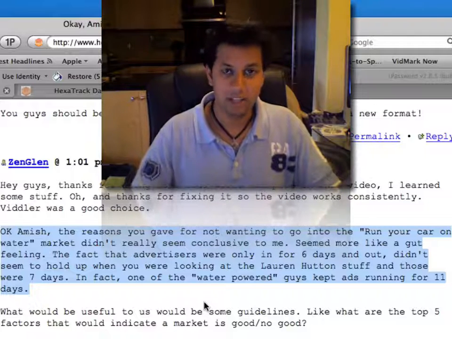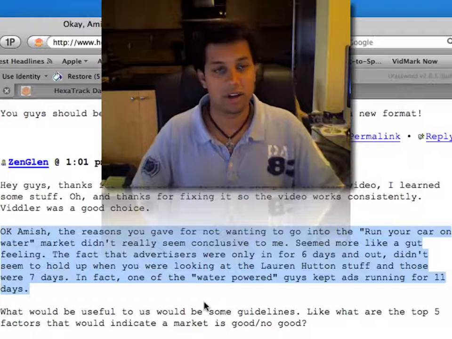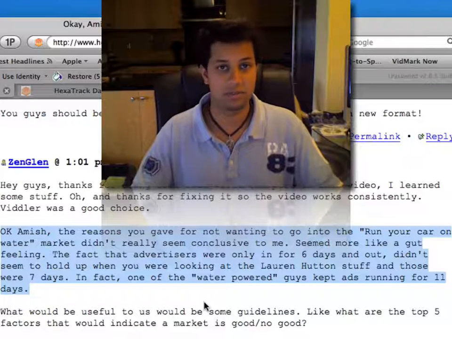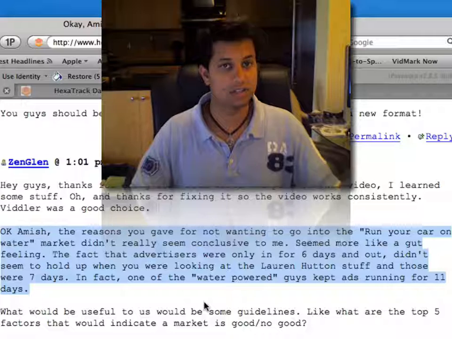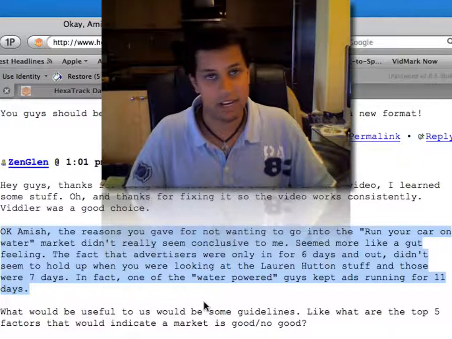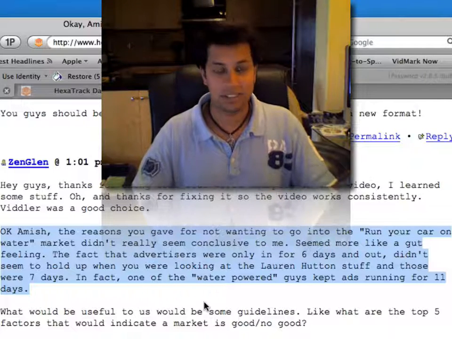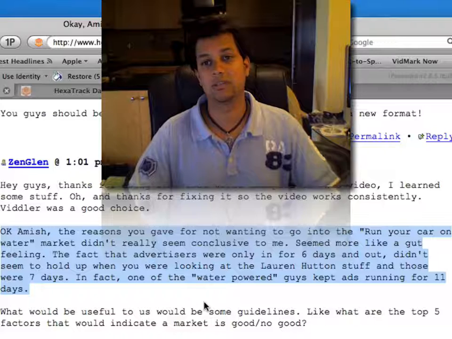Now, there's no immediate need for me to buy a run your car on water product. I don't even know if it works. I'm just looking for information on car fuel cells or things like that. So there's no "I need to get this right now" kind of thing. I don't feel that I need to get it right now, and that market just seemed a little bit sketchy to me.